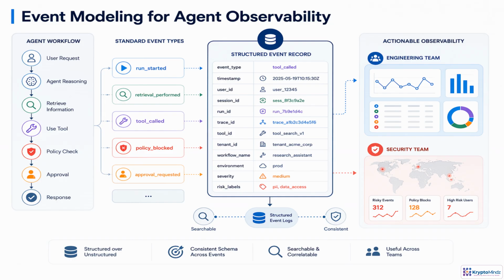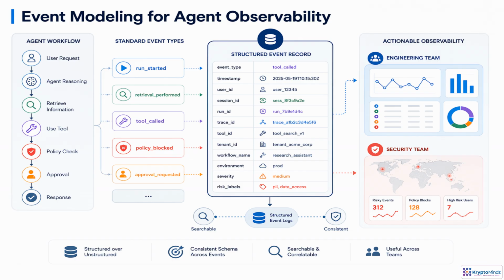A useful observability program starts by deciding what counts as an event. Each meaningful agent moment, such as a run starting, retrieval happening, a tool call, a policy block, or an approval request, should become a structured record. Consistency is what makes those records valuable.